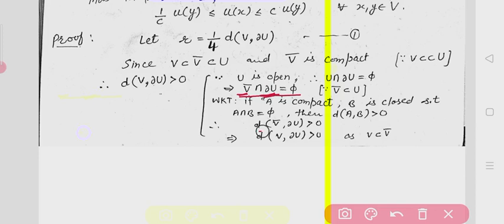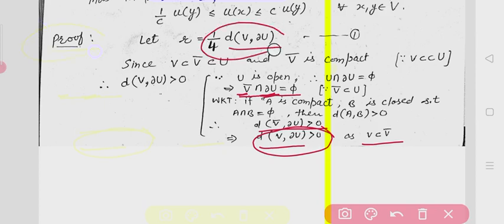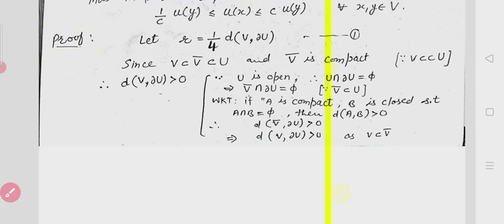We will write this down. And V is a subset of V closure, so therefore the distance between V and the boundary of U will be positive. If this quantity is positive, then what have we supposed r to be? r is 1 by 4th of the distance between V and the boundary of U. So that will also be positive. So we will say that r is positive.